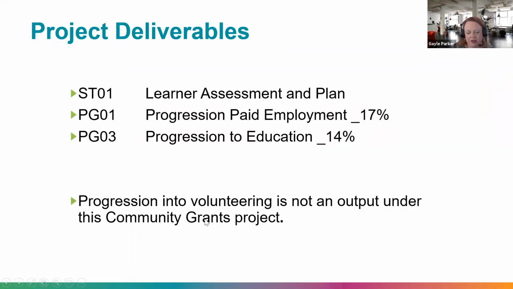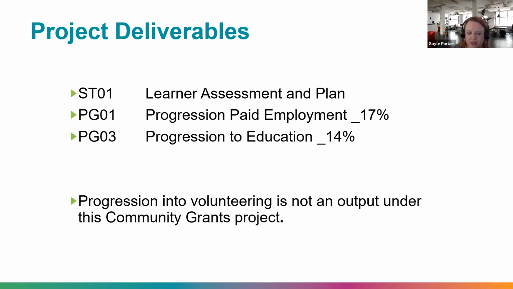So each project that we award funding to has a number of project deliverables. So we've already talked about learners, and they are classed under ESFA as an STO1. And as I said, depending on the level of investment you're looking for, if you're going for the full amount, 20,000, then we'd be looking around 20 learners. We'd also then be looking for at least 17% of those progressing into paid employment and 14% progressing into education. And we'll talk a lot more about what that actually means and how you evidence all of that.